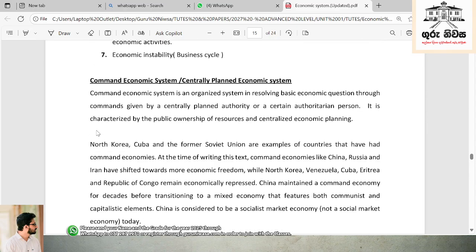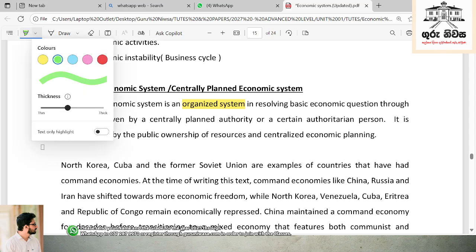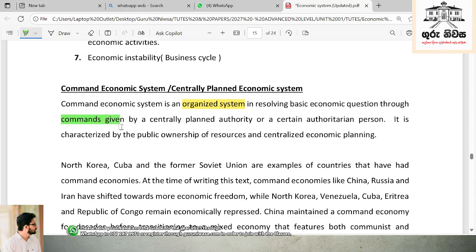Plan or command economic system. A command economic system is an organized system. Yes, it's well organized like the market economic system. In solving basic economic questions, yes, they also solve basic economic problems through, this is the important part, what mechanism do they use? Commands given by a central plan authority. Central plan authority means government.